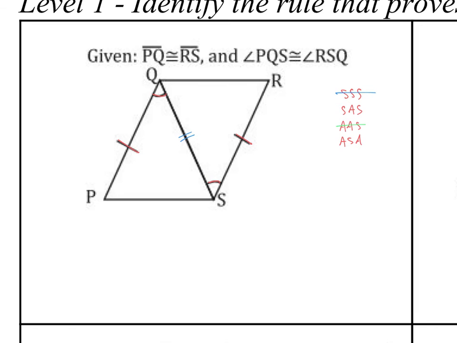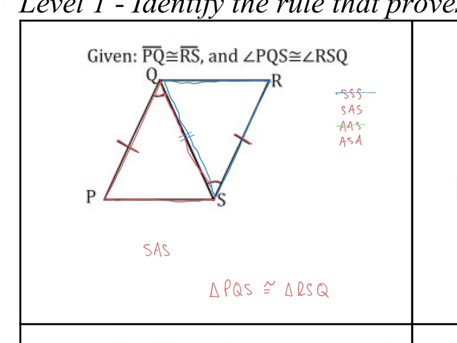Because in triangle PQS, that's a side. That's side QS. In triangle RSQ, that's side SQ. And if I can show that those two sides are congruent to each other, well, then I'll have side, angle, side. So I would be able to say, actually, that these two sides are congruent because they happen to be the same segment. So I have enough information here to make the claim using side, angle, side to say that triangle PQS is congruent to triangle RSQ.